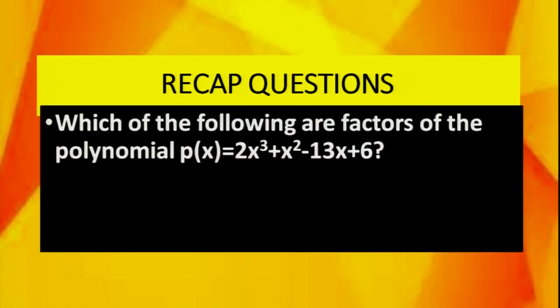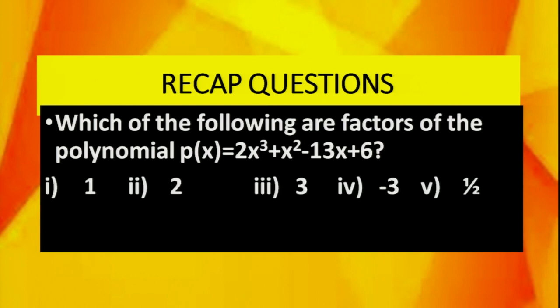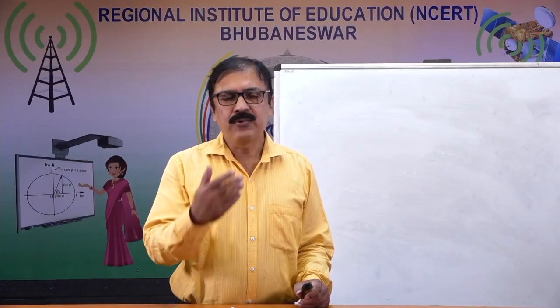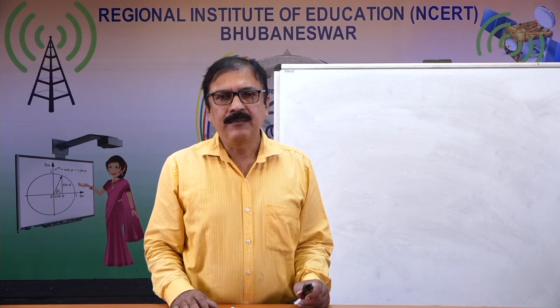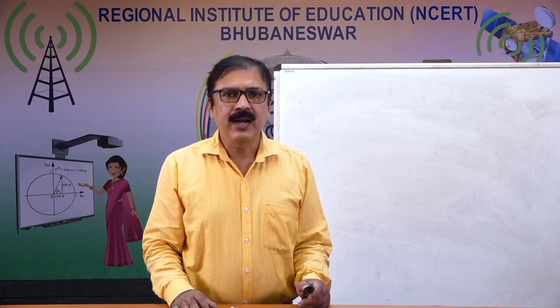Now which of the following are factors of the polynomial p(x) = 2x³ + x² − 13x + 6? Now if you see 1, 2, 3, −3, 1/2, etc. Now by just substituting these values in place of x, we will find that for the value 2 this will become 0, and for −3 this will become 0, and also for 1/2 this will become 0. So this shows just by putting the value of x, we can find the factors of the polynomial.